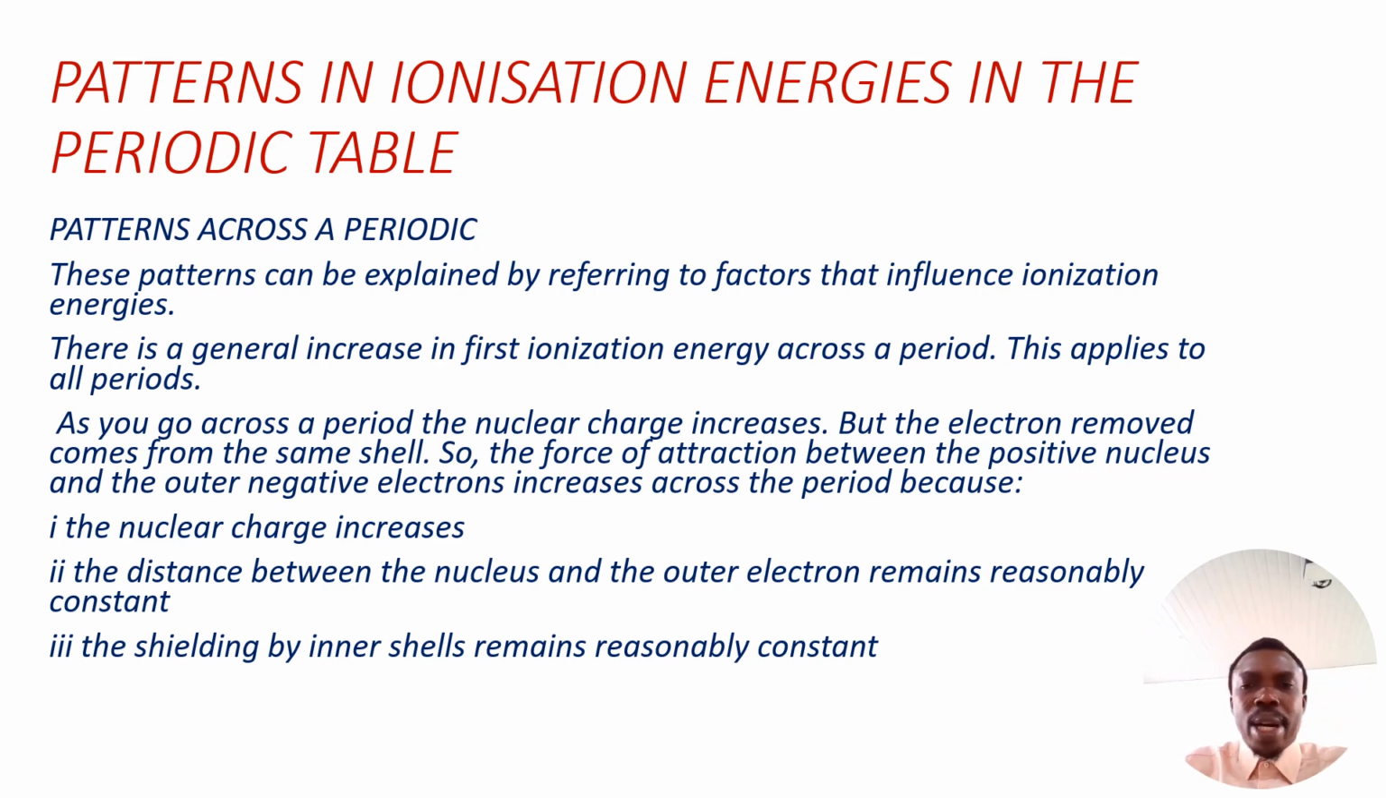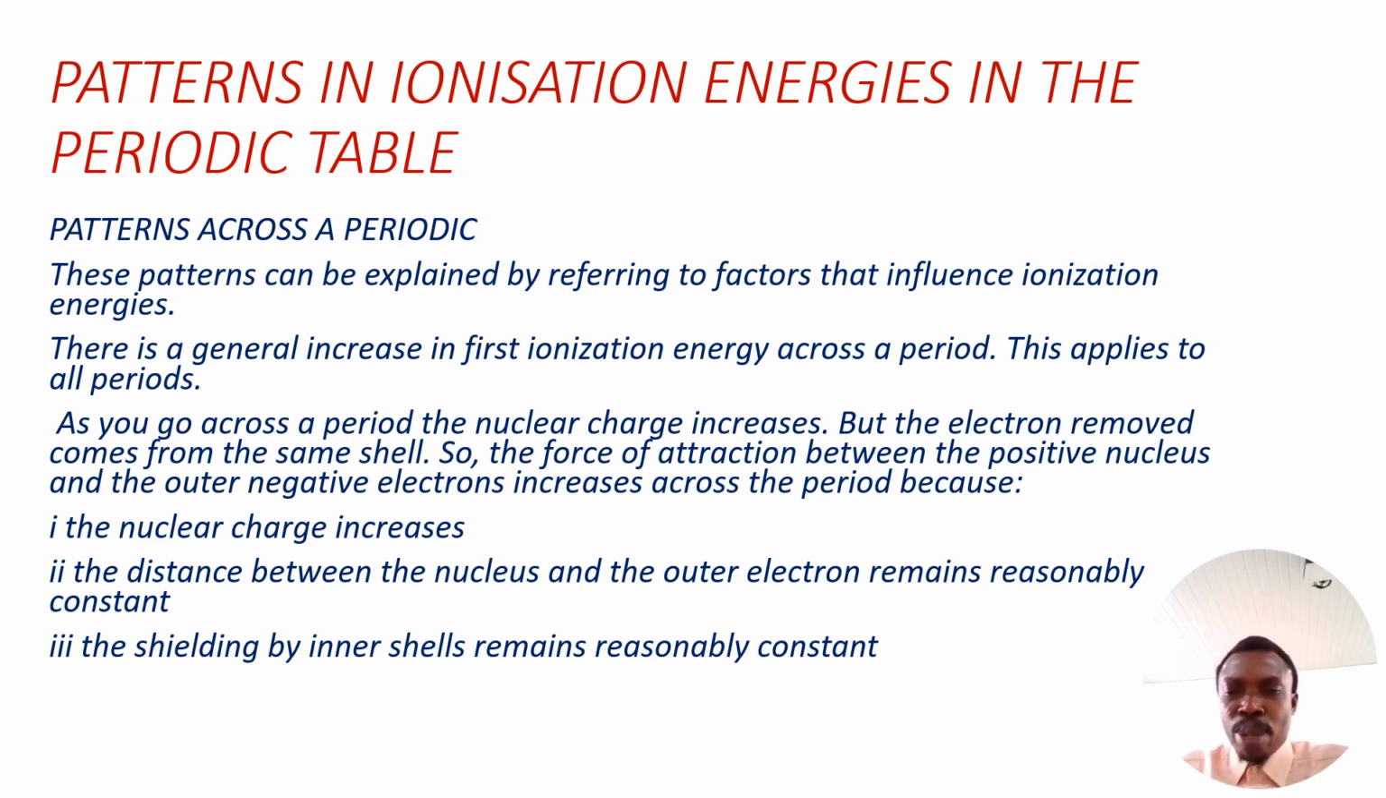As you go across the period, you can take period 1, period 2 or period 3. The first thing you observe is that the atomic number increases. That means the number of protons increases, so the positive nuclear charge will increase. Another thing you observe is that all the electrons are in the same shell, so the number of shells remains constant. There's no change.